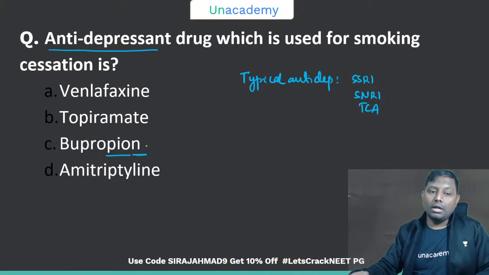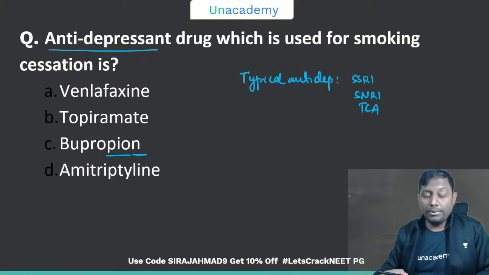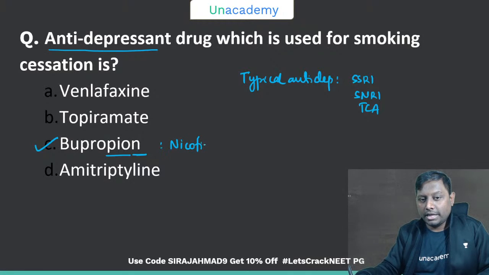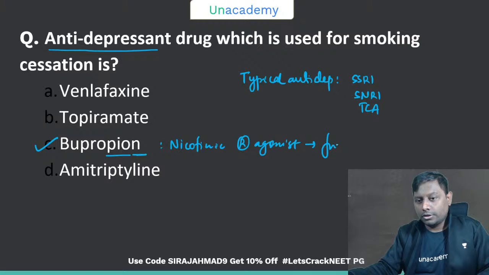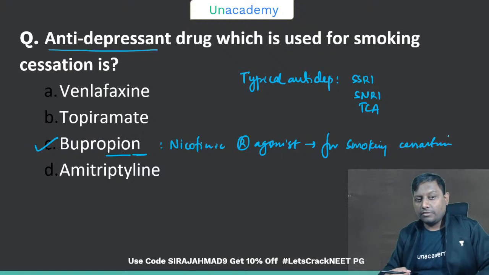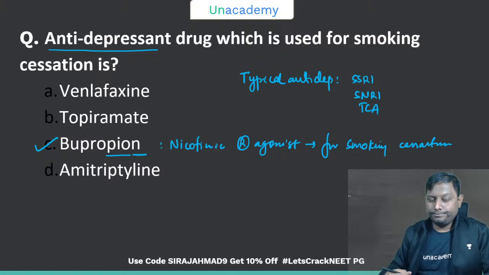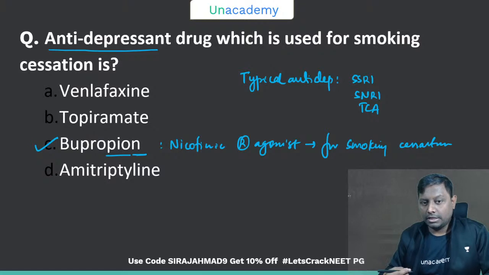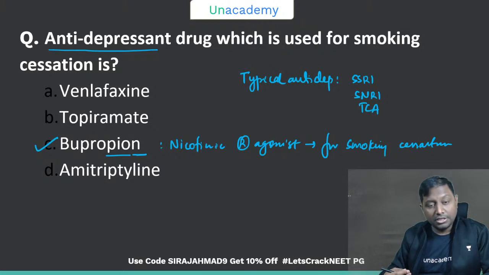The atypical ones that we are having: bupropion is one of them, and mirtazapine. They are the atypical ones. And bupropion is having an additional nicotinic receptor agonistic property. Because of this nicotinic receptor agonistic property, it can also be used for smoking cessation. So remember this. The correct answer that we are having is bupropion, not the others. They are not having the additional nicotinic receptor agonistic property. I hope it is clear to all of you.